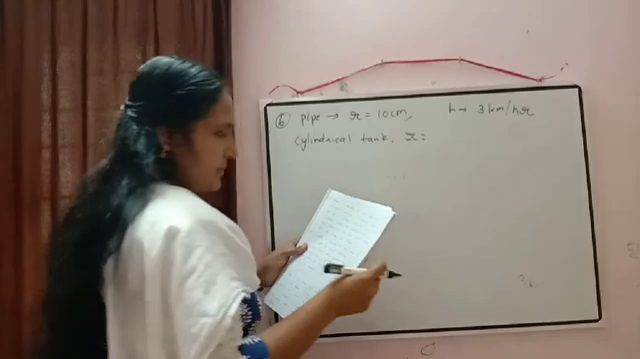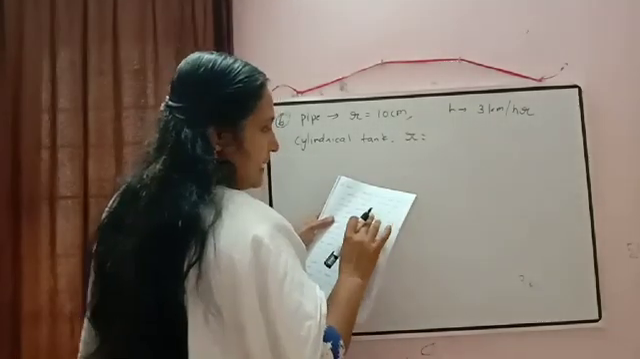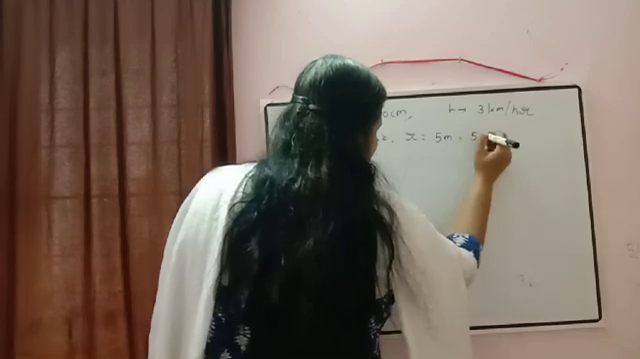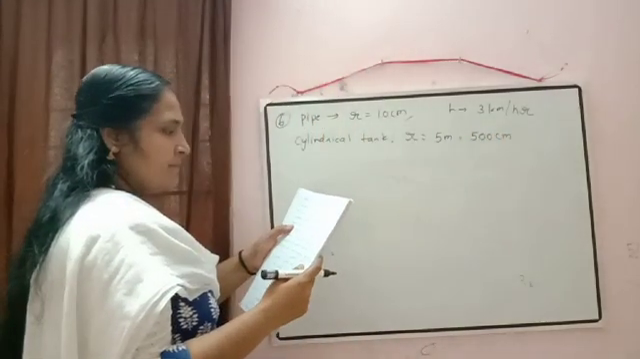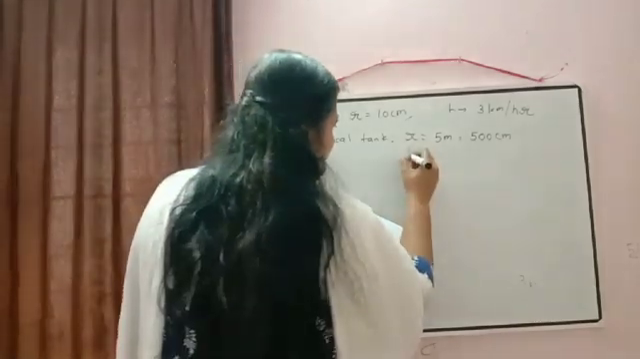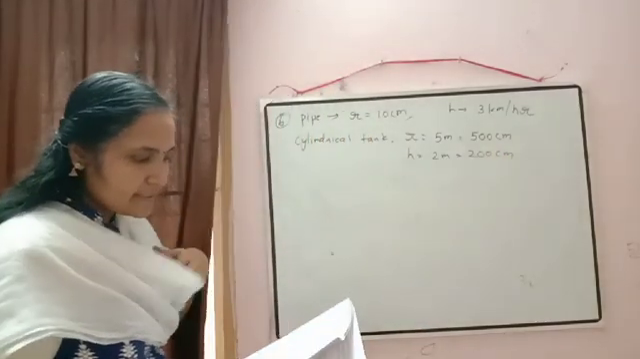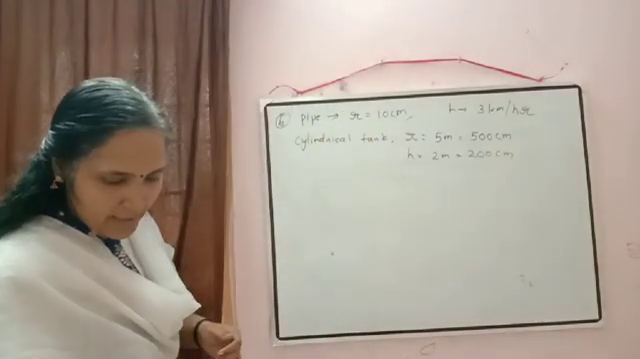radius is given, diameter is 10 meter. So radius will be equal to 5 meter. Here only we can convert into centimeter, 500 centimeter. And depth 2 meter, height is equal to 2 meter. So that will be equal to 200 centimeter. In how much time will the tank be filled?